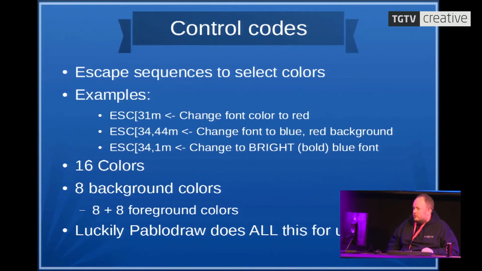This is a really old system from like the 70s. You have 16 colors for the foreground and 8 background colors. The reason I tell you this is because when you combine something, you have to remember that if you have a character, you can only use the foreground color for the character and one of the background colors for the background. So you can't have a foreground color in the foreground and a foreground color in the background. So there are some combinations of colors that you simply can't use. Luckily, you don't have to care about this, because Pablo Draw will do all this for us.